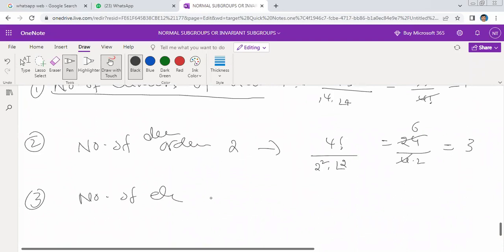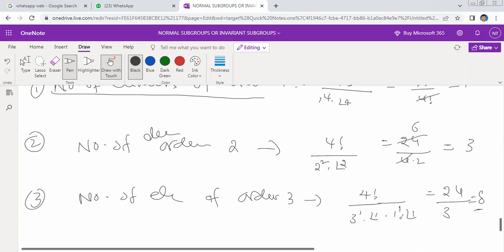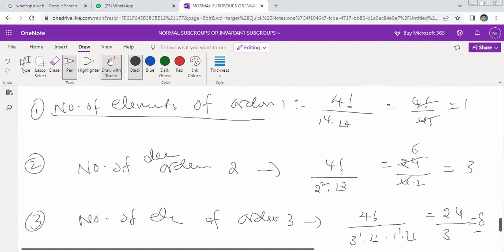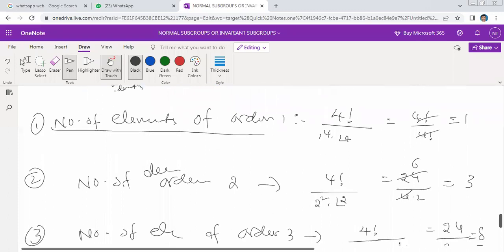Number of elements of order 3: 3 can be written as 3 plus 1. 3 plus 1 is an even permutation. This means 4 factorial by 3 power 1 into 1, where 3 is repeated only one time, 1 power 1 into 1 factorial. 3 power 1 into 1 factorial. This is nothing but 4 factorial, 24 by 3, which is 8. Right, this is 8.